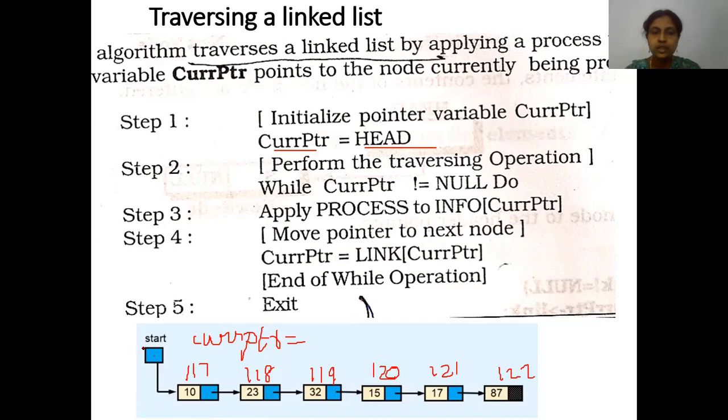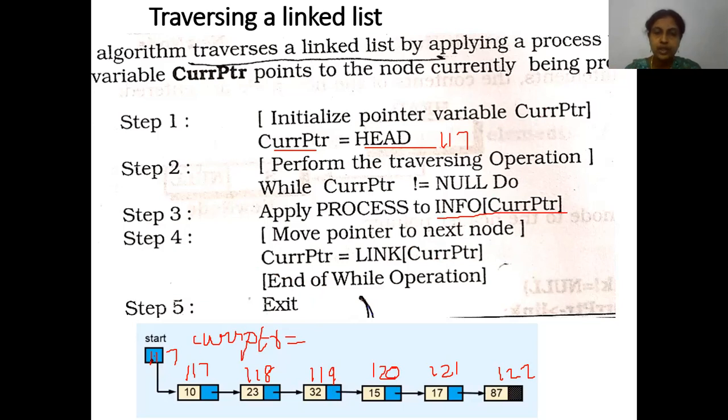What value would have been in the head node? 117. So initially, head equals current pointer means the value stored in the head, 117, will be stored in the current pointer. It is not null. So the next step says while current pointer not equal to null, until it reaches null, apply the process. Apply the process to the info of the current pointer. It has to read the info part, the data part, of the current pointer and display it, until it reaches null.